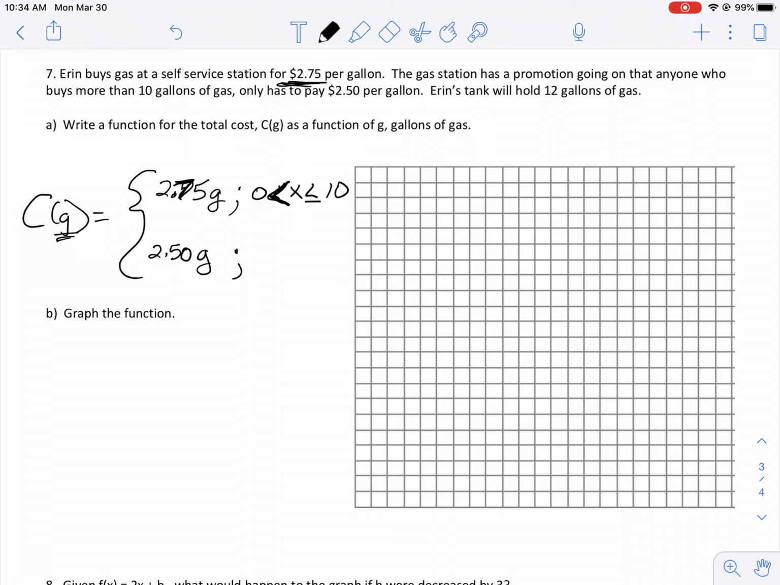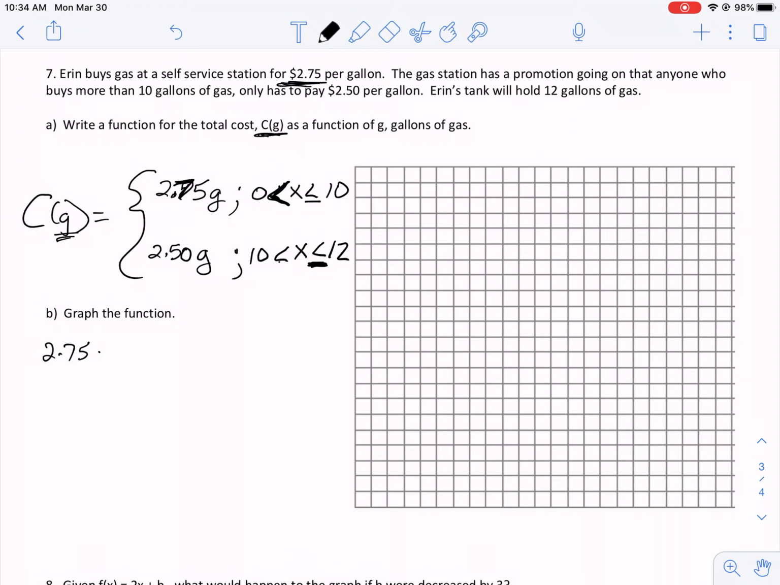Now we are writing a function for Erin. If she buys over 10 gallons of gas, her tank will only hold 12, so we can only go up to 12 gallons. It'll cost her $2.50 a gallon. Now, it said over 10, so that does not have an equal sign, but we have to be less than or equal to 12 because her tank won't go over 12. I'm going to put an equal sign because it will hold 12 gallons. All right, graph the function.